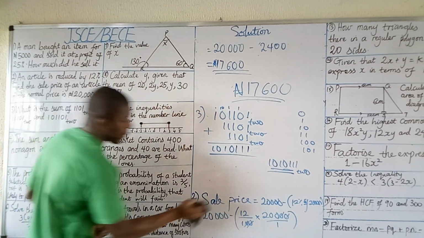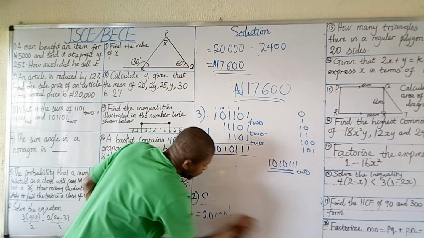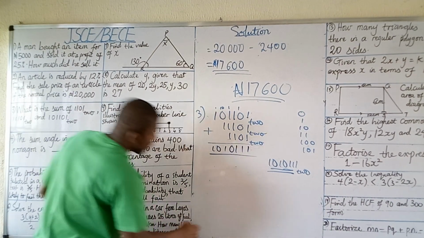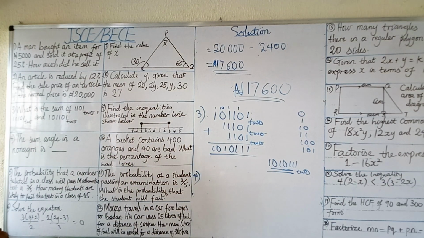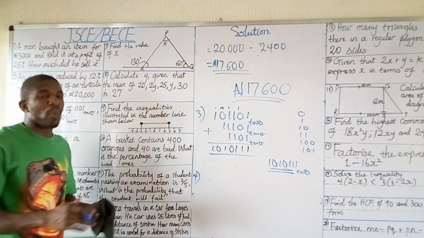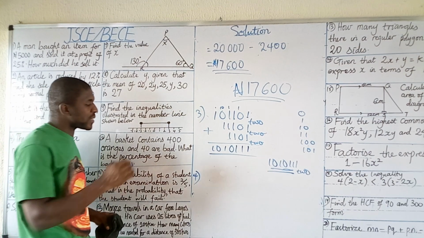Next is question 4. Question number 4 reads thus. It says the sum of angle in a nonagon. Nonagon is considered to be one of the polygons that we have. A nonagon is a polygon with 9 sides.